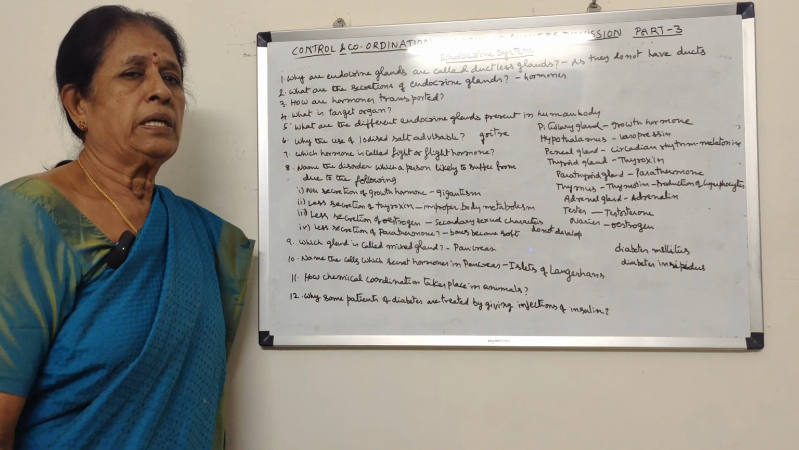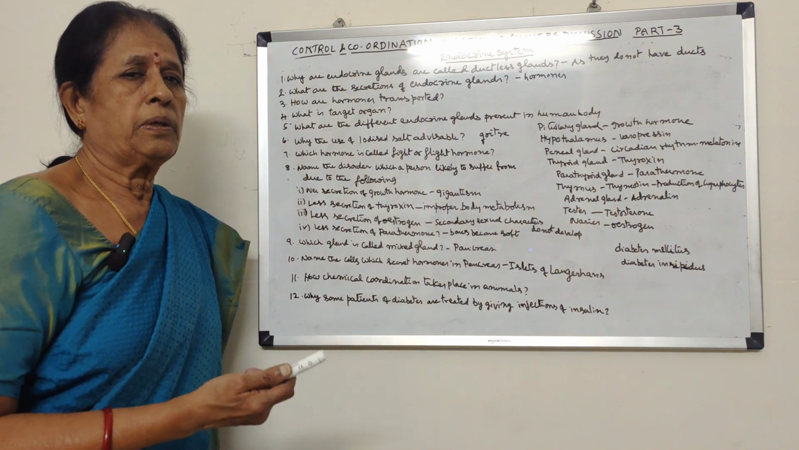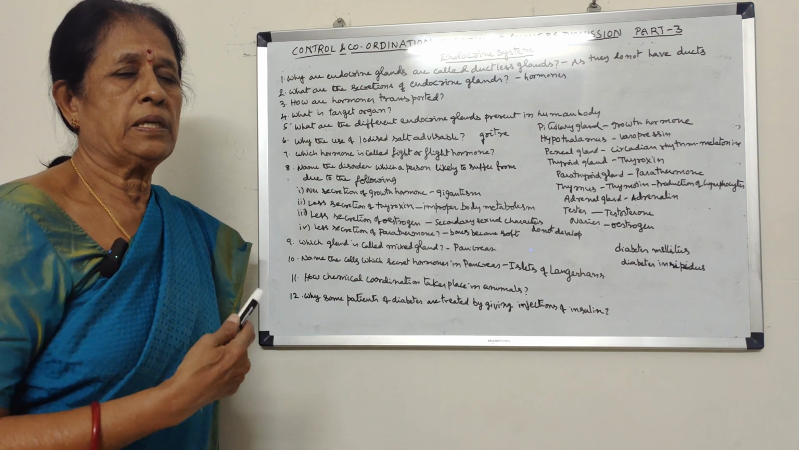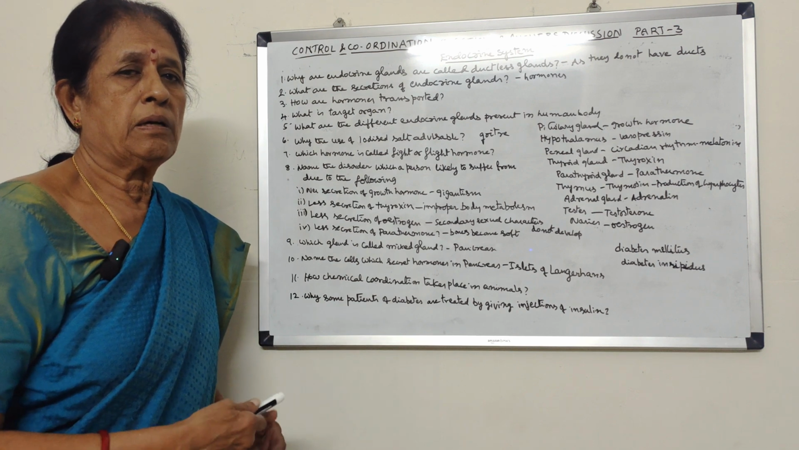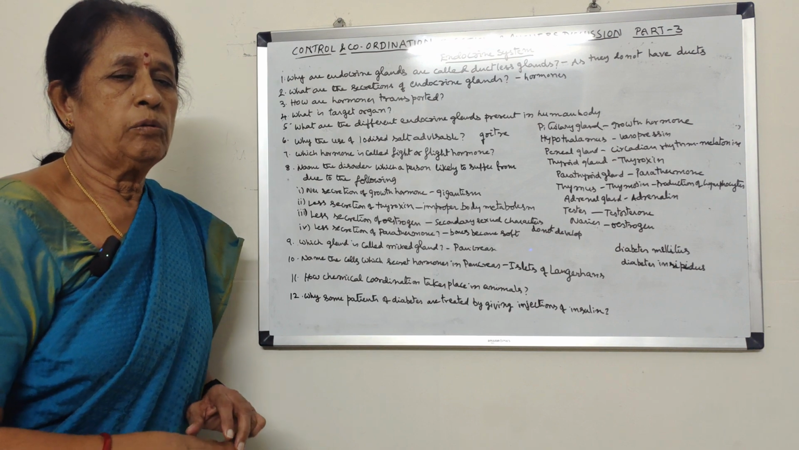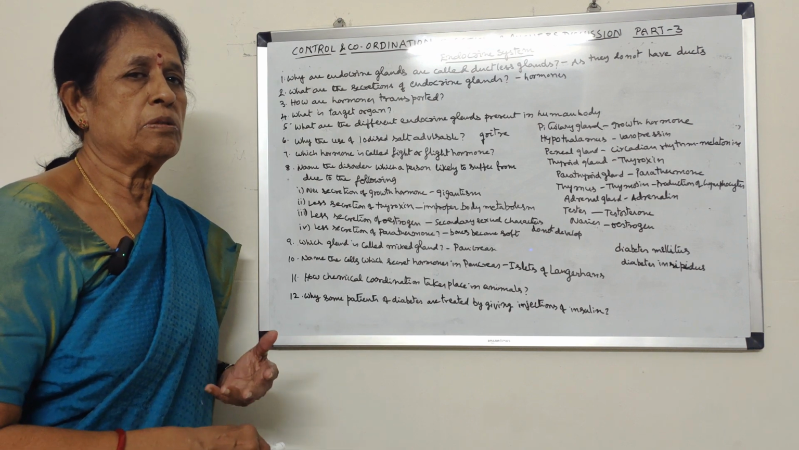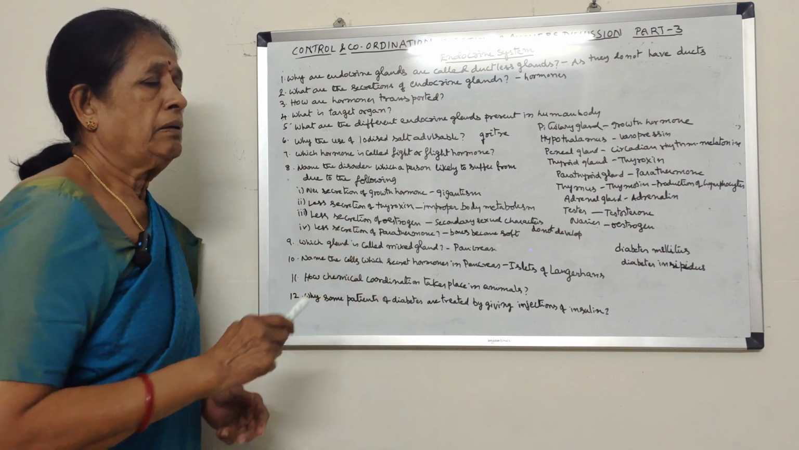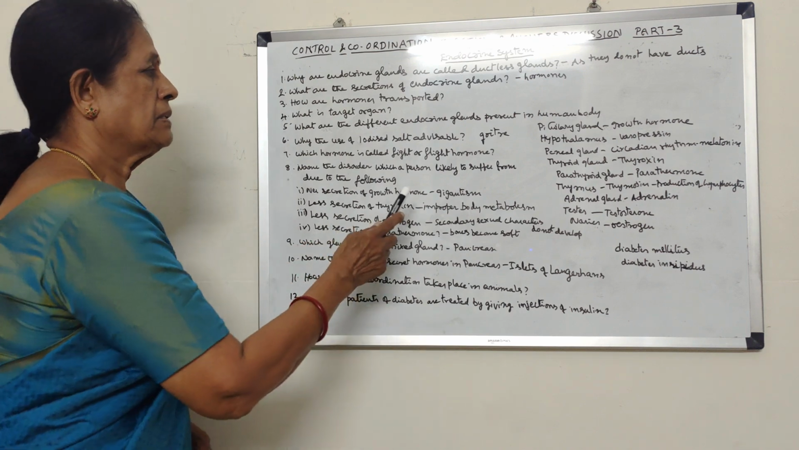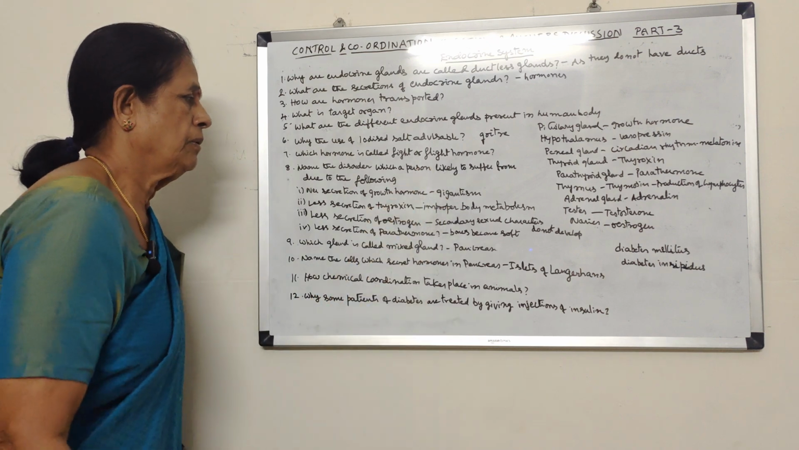Due to the production of adrenaline, many physical changes take place. The heartbeat increases, the pupil dilates, and goosebumps are formed. So many things happen, and it makes the person face the situation. That is why it is called the fight or flight hormone.